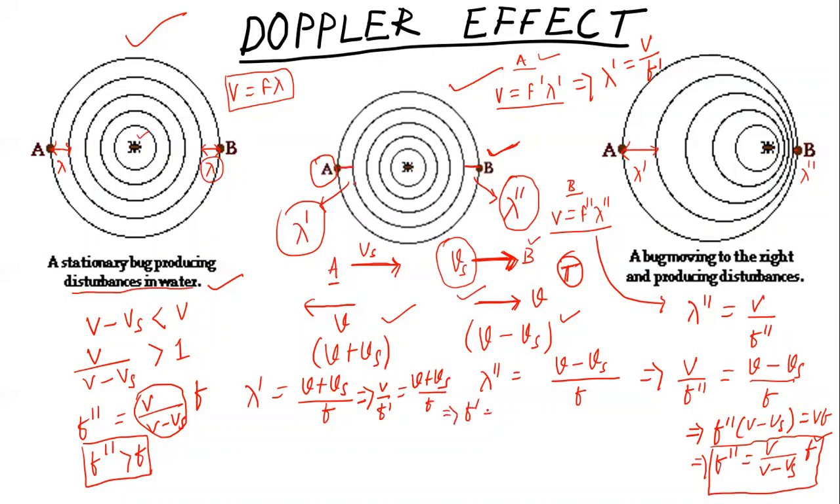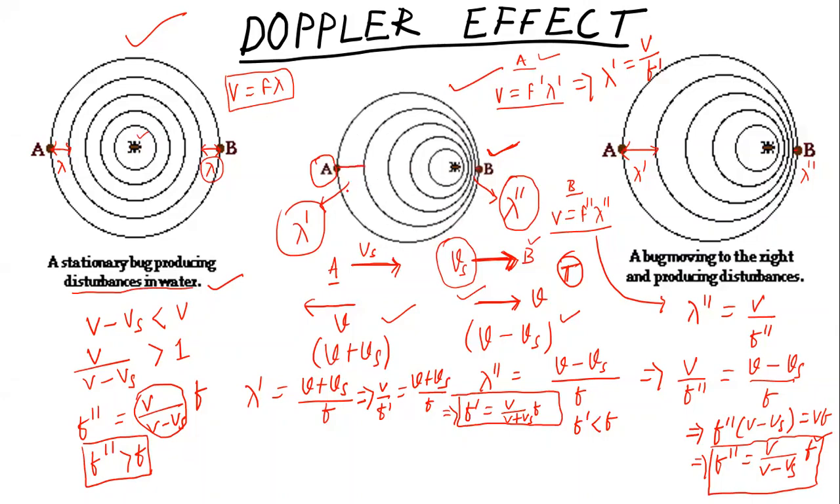So F dash will be V divided by V plus Vs times F. Now here, if you see, F dash is equal to V divided by V plus Vs. This V plus Vs is greater than V, so V by V plus Vs will be less than 1. So F dash will be less than F. The frequency that reaches here at A is less than the frequency produced by the source if it is going away from the observer A.